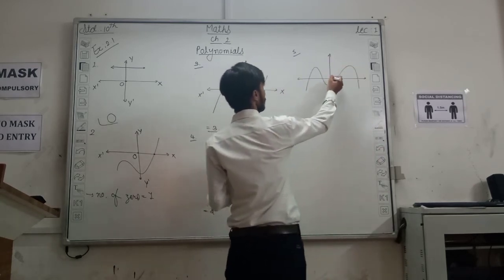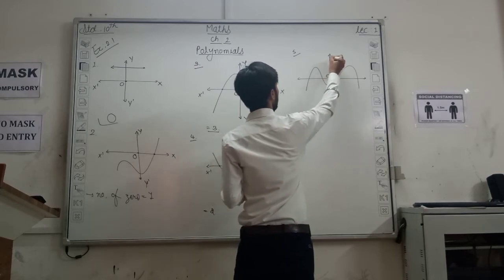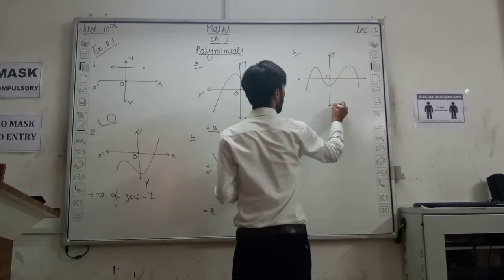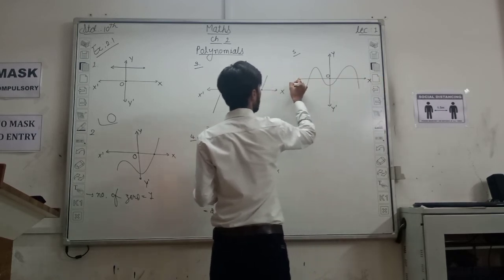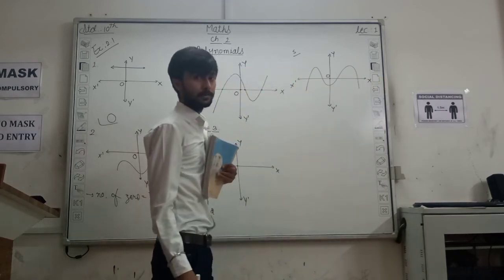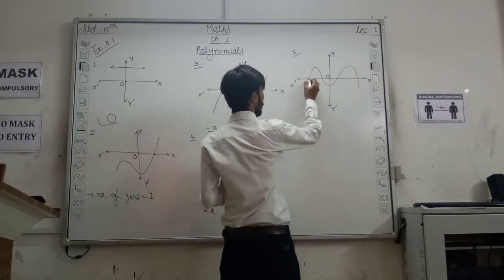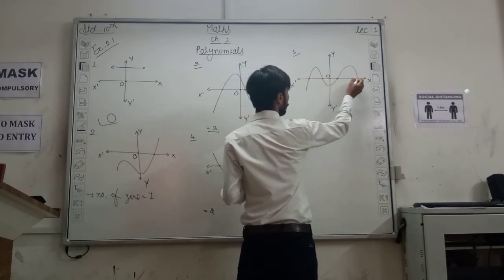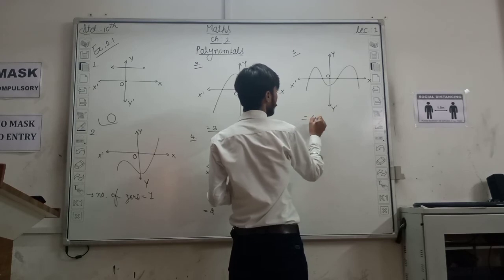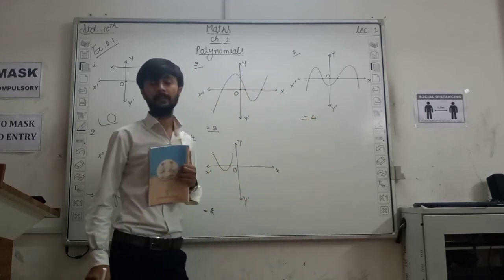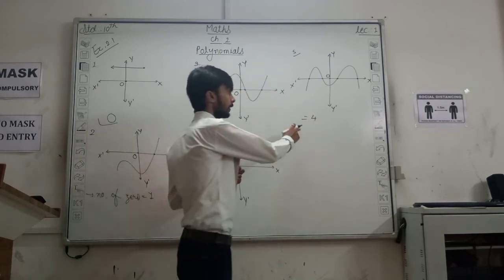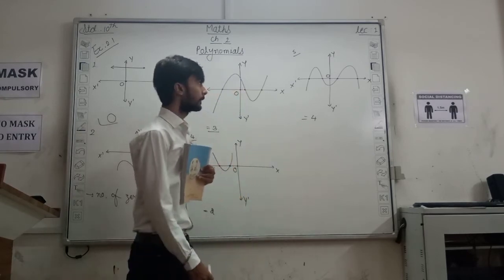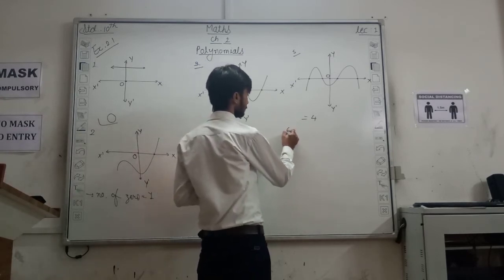okay, origin O, y dash, x dash. So there are 1, 2, 3, 4. So there are total 4 intersecting points, and therefore we can say that the number of zeros is 4. Okay. Now sixth one.